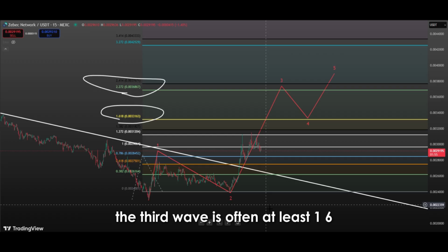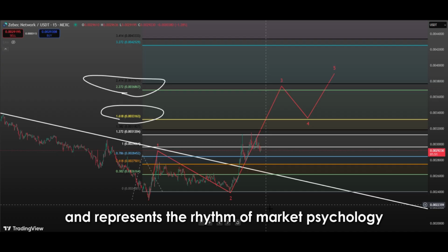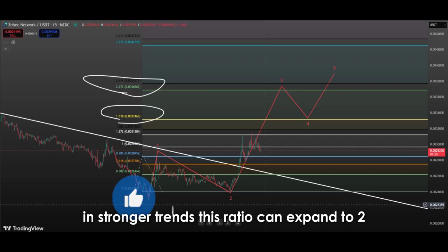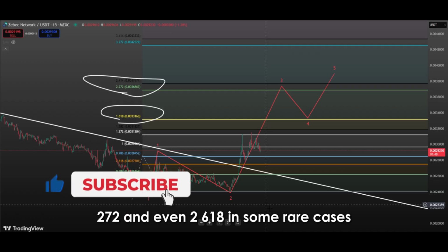The third wave is often at least 1.618 times the length of the first wave. This is Fibonacci's golden ratio and represents the rhythm of market psychology. In stronger trends, this ratio can expand to 2.72 and even 6.18 in some rare cases.